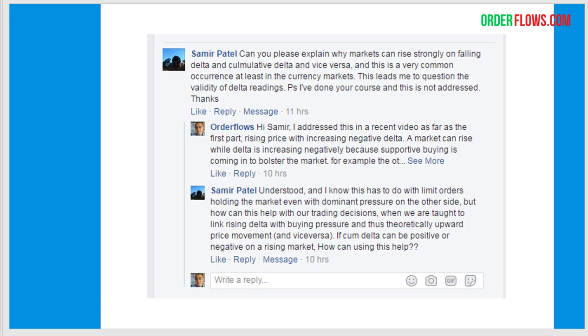The question came in: can you please explain why markets can rise strongly on falling delta and cumulative delta and vice versa? It's a very common occurrence, at least in the currency markets. This leads me to the question of the validity of delta readings, basically saying, is delta really valid, useful?